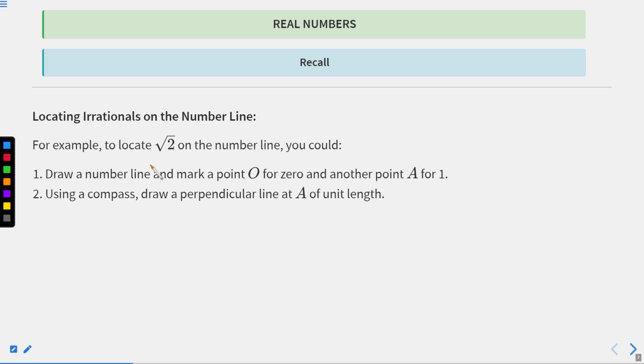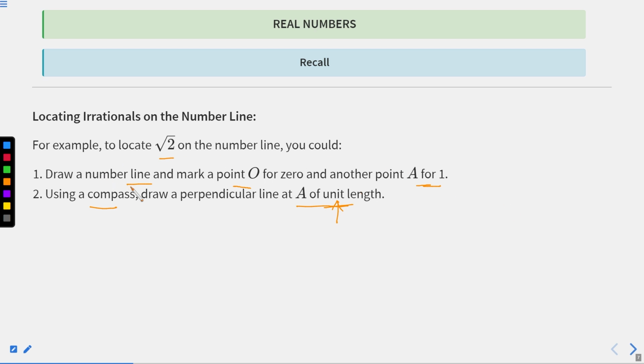For example, to locate root 2 on the number line, how can you locate root 2? First, you have to draw a number line and mark a point O for 0, and another point A for 1. Then in step 2, using a compass, draw a perpendicular line at A of unit length, that means one unit length.